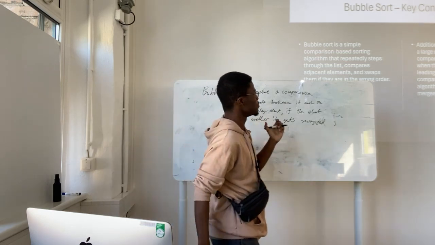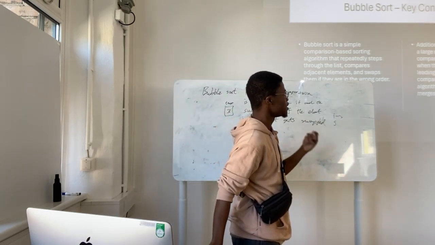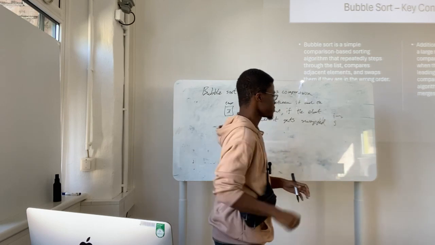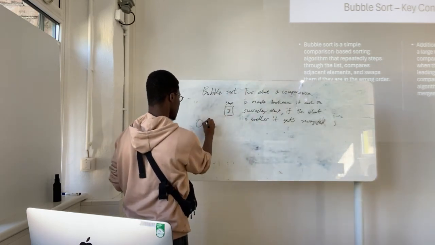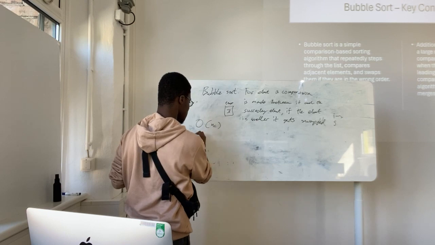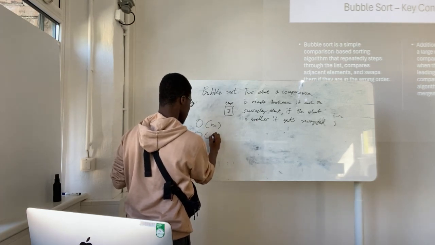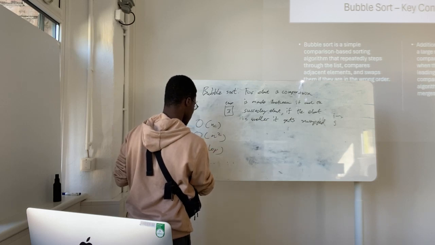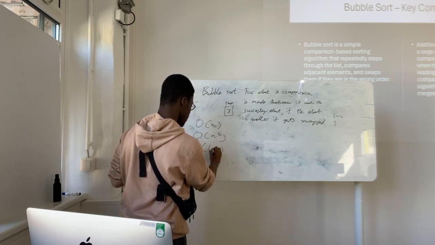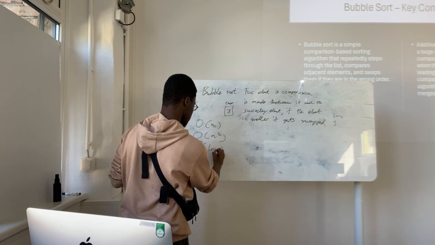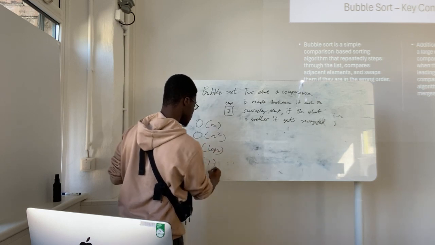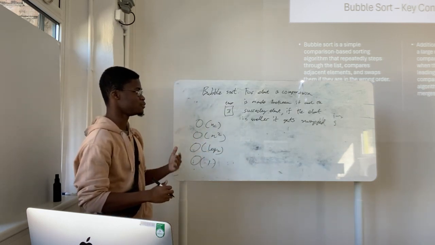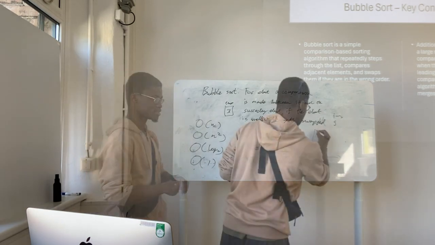If we were to evaluate the time complexity, I'm going to give you examples of some time complexities. So we have linear, we have quadratic, we have logarithmic, what else? We have constant. What time complexity would you say bubble sort has?